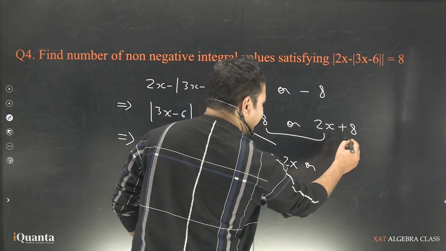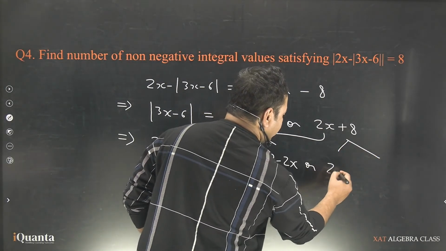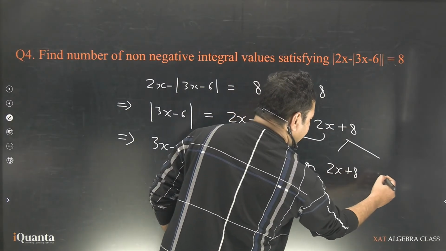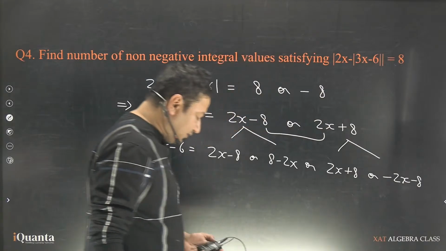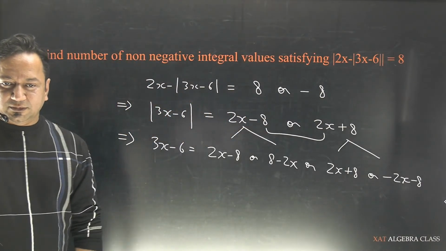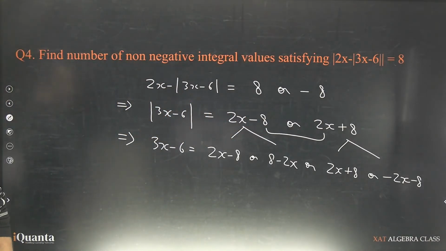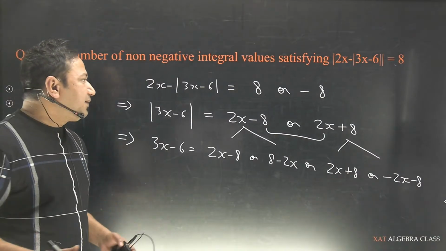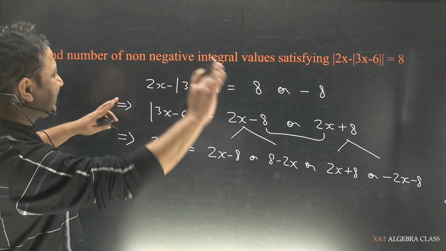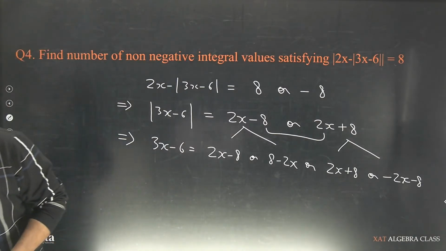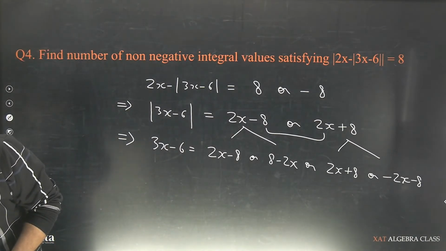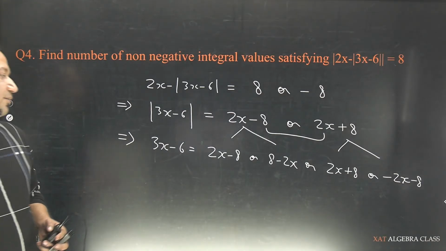Similarly, here also we'll get 2 values. It will be 2x plus 8 or minus 2x minus 8. Is that clear, everyone? I've seen people fill the entire page and try to solve the 4 equations. But here I am solving all the 4 equations simultaneously just by putting or in between.